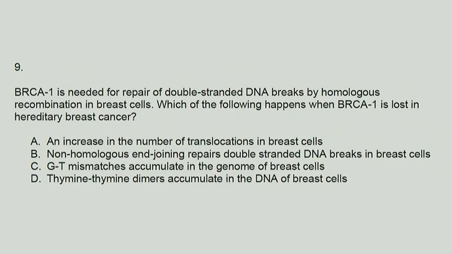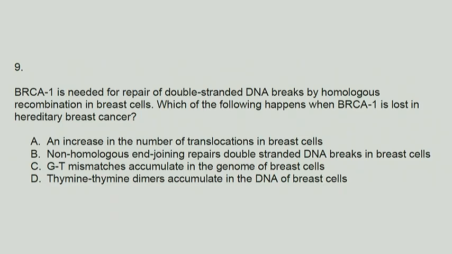And then C, GT mismatches accumulate in the genome. How are GT mismatches fixed? Base excision or mismatch repair, depending on whether the cell is dividing or not, right? So, does the loss of a homologous recombination factor matter here? No. So even without BRCA1, these will not accumulate in the genome.